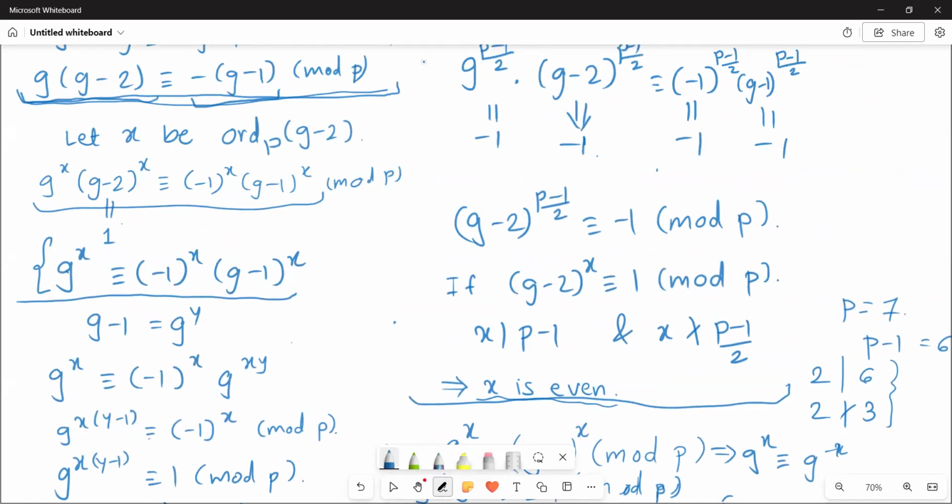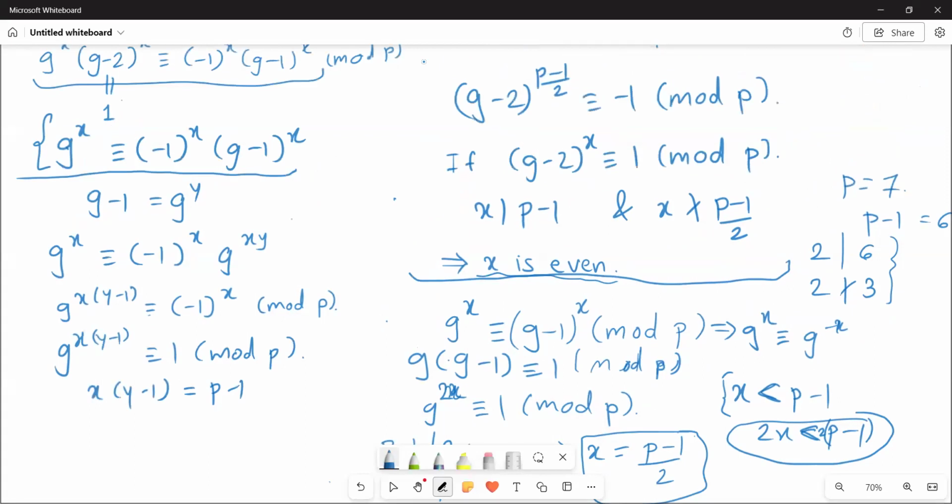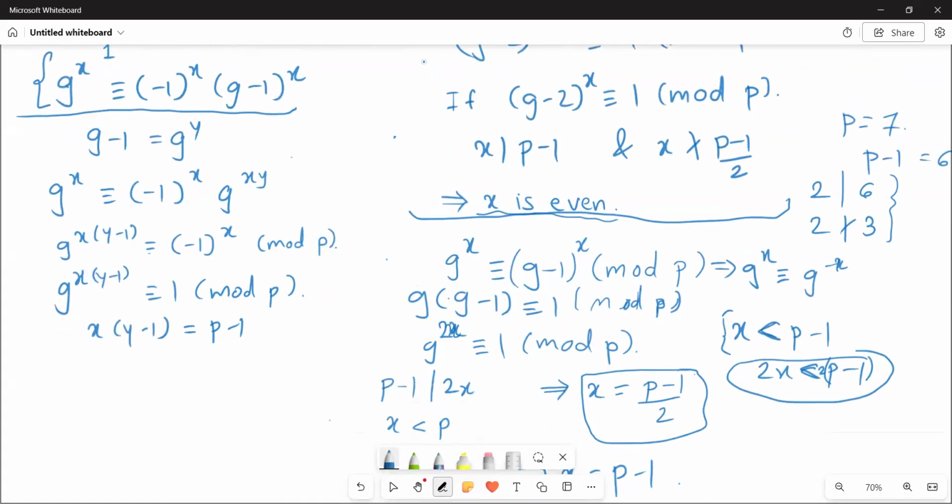x is even, so g to the power x is g minus 1 to the power x, where x is the order of g minus 2. And we know g times g minus 1 is congruent to 1 mod p because g is a Fibonacci primitive root. And so this implies g to the power x is congruent to g to the power minus x because g minus 1 is just g inverse.